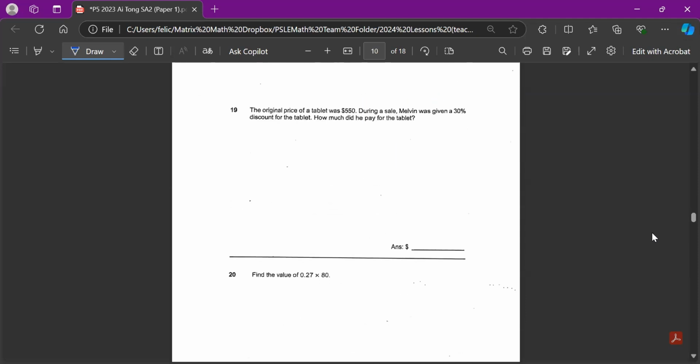The original price of a tablet was $550. During the sale, Melvin was given a 30% discount. How much did he pay for the tablet? Okay, very nice. The original price is given already, so you can straight away use the multiplication method. If you still prefer to use the units way, go ahead by all means, that's fine. I'm just going to stick to my method one.